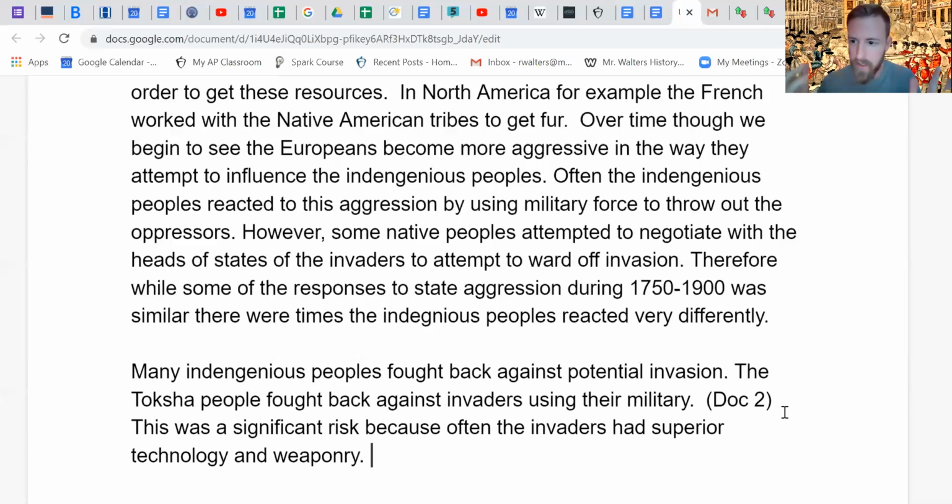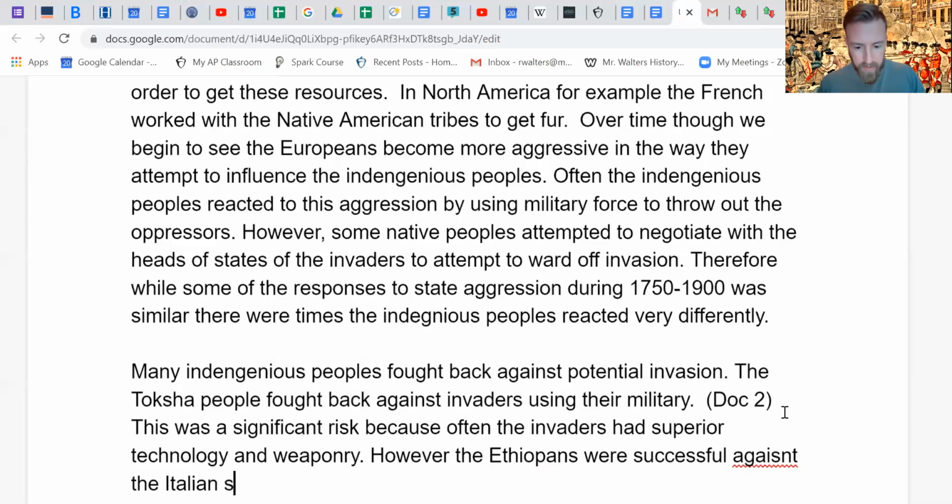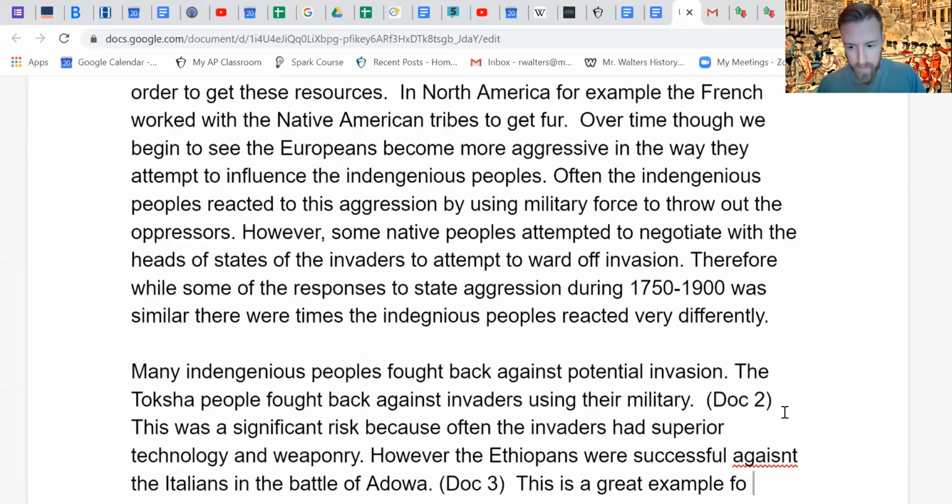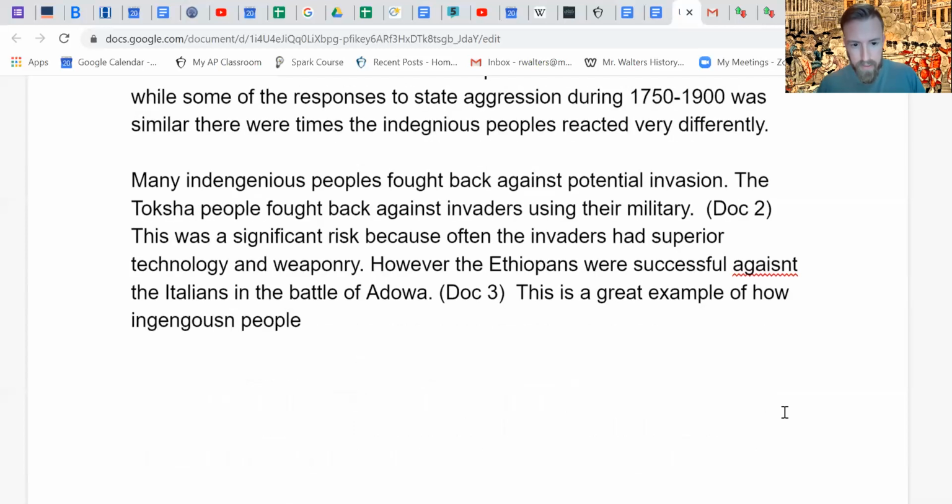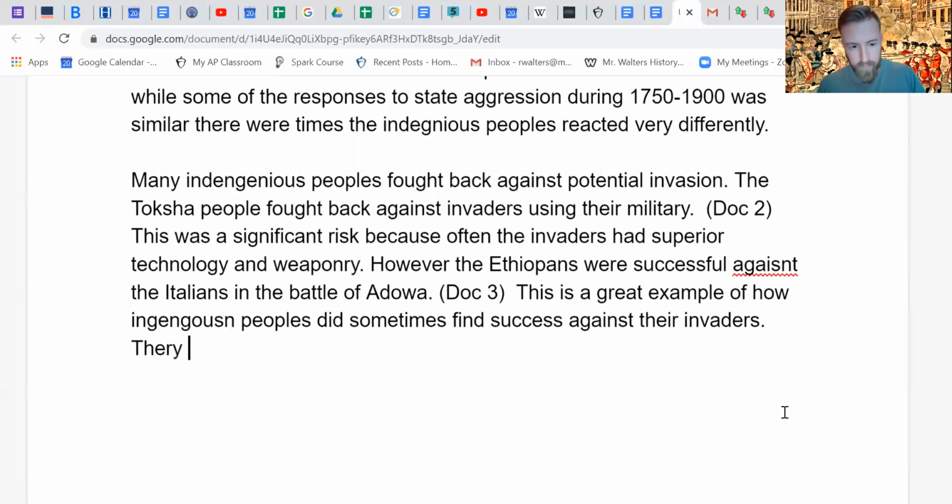So let's use my other document here, that picture. I'm going to say, however, the Ethiopians were successful against the Italians in the Battle of Adwa. So put document 3. This is a great example of how indigenous peoples did sometimes find success against their invaders.